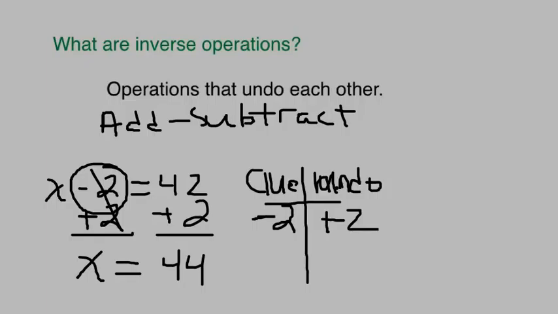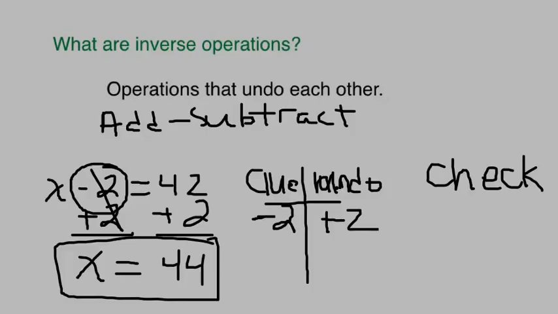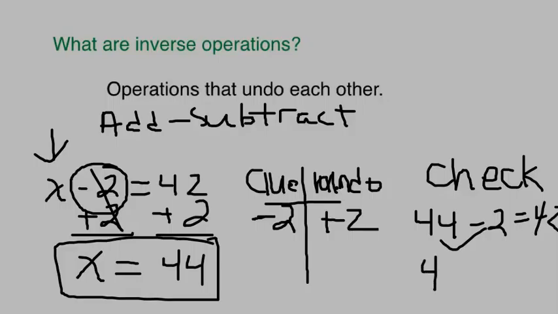As we're learning to do equations, I'm also going to have you check your answers. When you do a check, you take what you got for your variable and put it back into the original equation. So I'm going to put 44 minus 2 equals 42. Well, is that true? Yeah. 44 minus 2 is 42. 42 equals 42. So my equation checks. I have the correct answer.